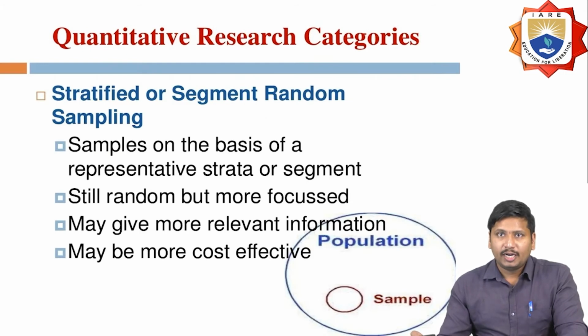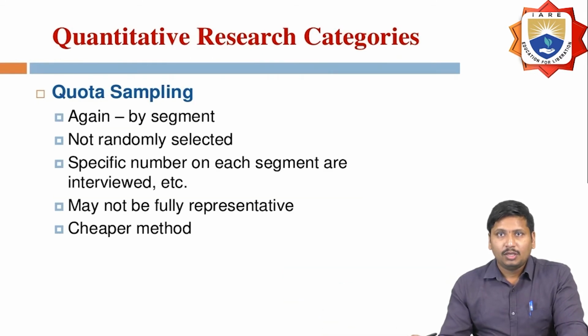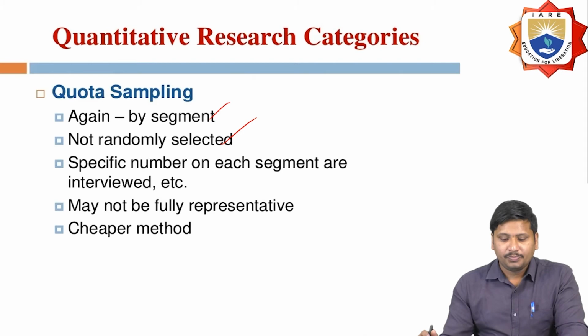Stratified or segment random sampling is based on the representative strata or segment. It is still not random but more focused, which may give more relevant information and may be more cost effective. The next one is quota sampling. Here it is done through segments, not randomly selected, and a specific number in each segment are interviewed. It may not be fully representative, and it is cheaper.